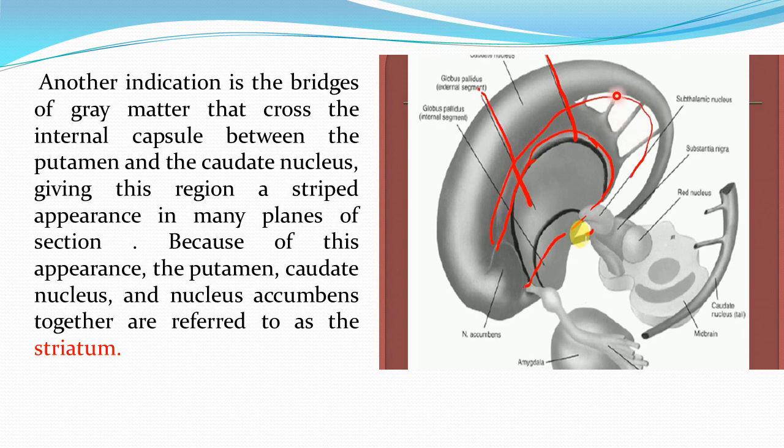Because of this appearance, putamen and caudate nucleus and nucleus accumbens are known as striatum. See here, nucleus accumbens merges here. This part is known as ventral striatum. To distinguish it, the other part is known as dorsal striatum. The caudate nucleus and putamen are together known as striatum.